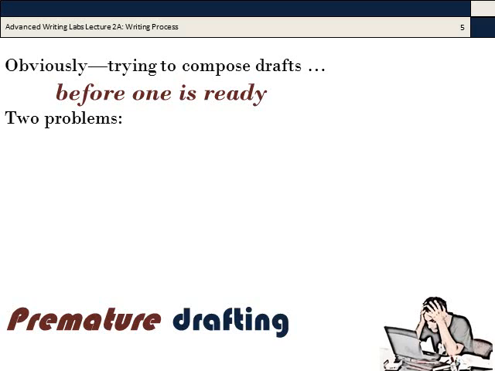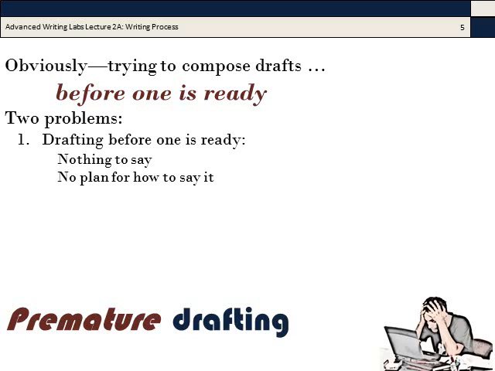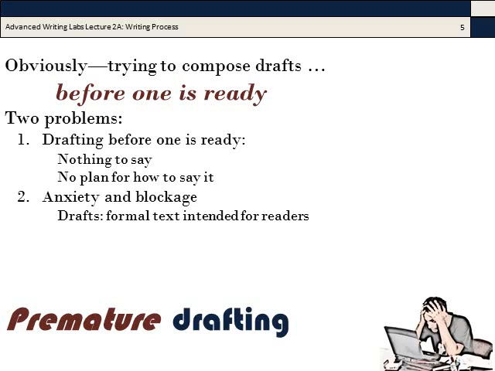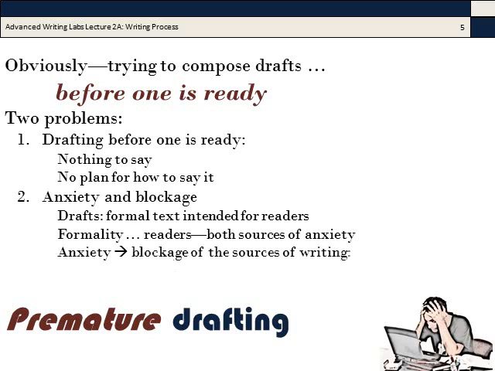Now, premature drafting, drafting too early, causes two big problems. One, we very often don't have anything to say, and we don't really have a plan for how to say it. But the other thing is that we feel anxiety, and this leads to blockage. A draft, as we've said, is a formal text intended for readers, and both formality and readers cause anxiety. And anxiety blocks the sources of writing: thought, the imagination, voice of expression. All of this because one tries to draft before one is ready.